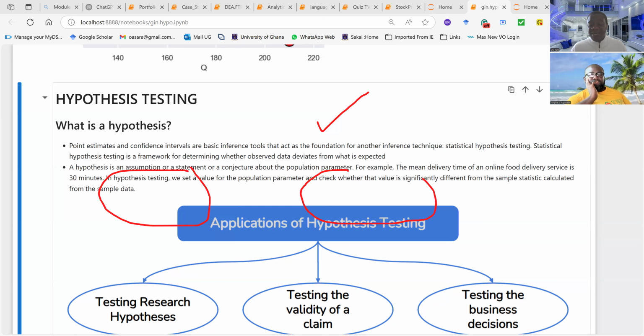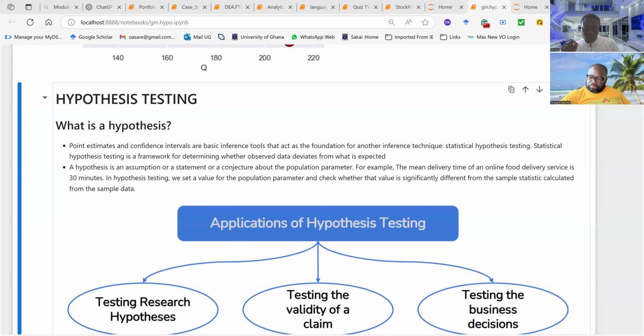Hypothesis testing steps done. In the process, you commit some kinds of errors. We have the type 1 error and the type 2 error. Type 1 and type 2 errors are very simple. The type 1 error is the probability of rejecting a true null hypothesis, and it is what is known as the alpha.